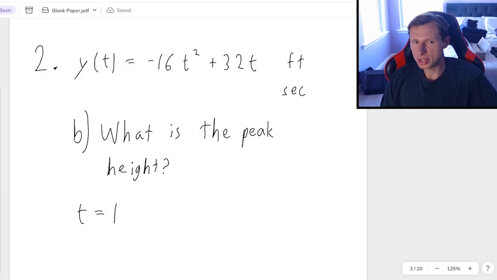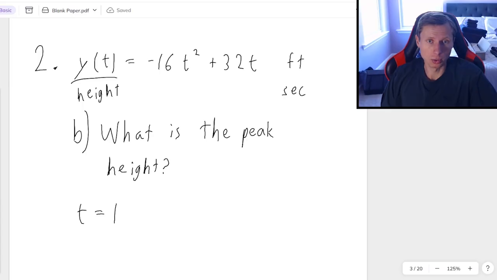But what am I going to do with that time? Am I going to plug it into the original function or the derivative? I'm going to plug it into the original function. How come? Because the original function represents what? Position. In other words, height. If I wanted to find velocity, then I'd plug it into the derivative. So anyways, what is the peak height?